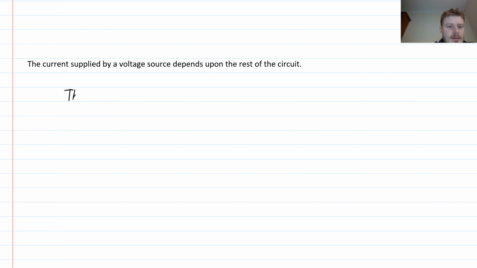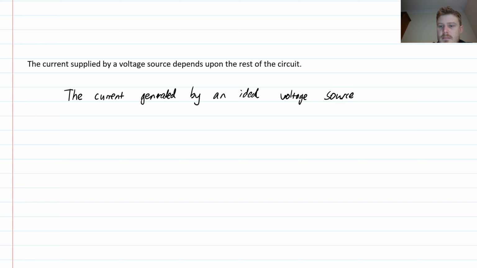Let me make a few comments about this. The current generated by an ideal voltage source is not obvious. You have to do some calculations, and we're going to learn in future videos some rules that you can use to do those sorts of calculations. But basically there's a little bit of work needed to figure out the current.